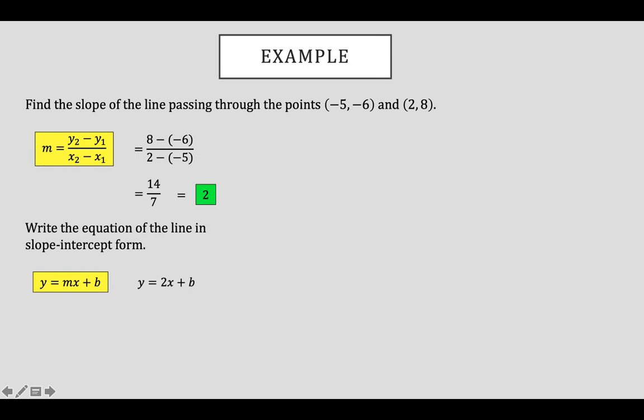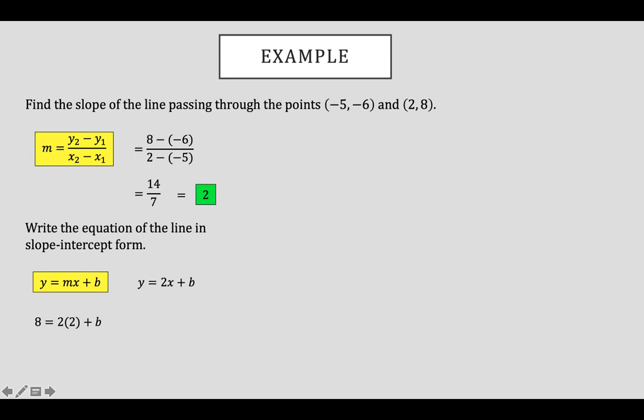To do that, we can use the given information of our points and plug those quantities in for x and y to allow us to solve for b. Now, you can choose to plug in either point that you would like. Notice in this case, I have plugged in the second point. I've plugged in 8 for y and 2 for x. I picked those because they're both positive values. Whichever one you think is going to be easiest is perfectly fine.